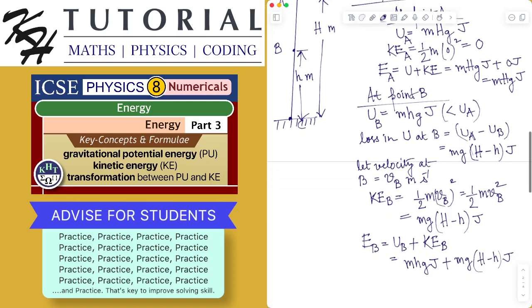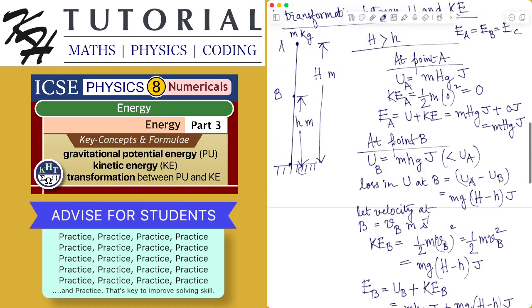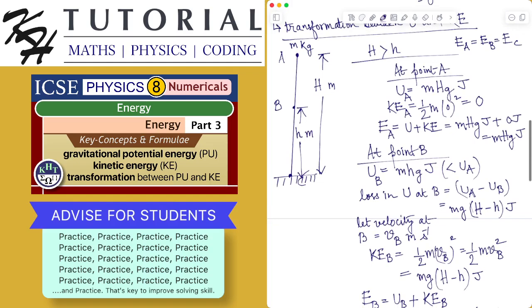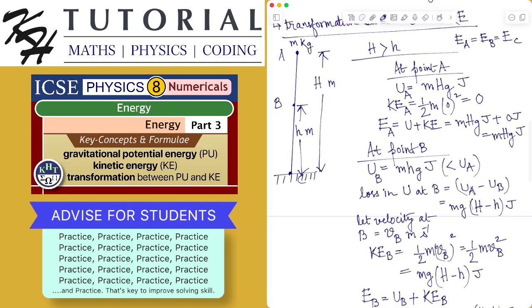Okay. So now if you sum this up, you will see that this is essentially m capital H g joule, which is equal to EA. So you will see the total energy of the body will always be the same at the 3 points A, B, C. In fact, at any point in the straight line of the motion, the total energy of the body will be the same, which will be equal to m capital H g joule.